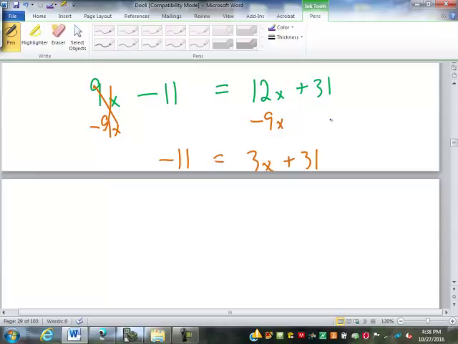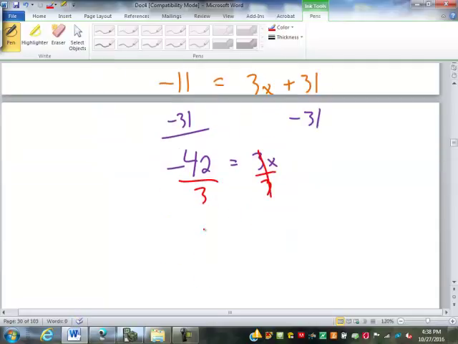And then subtract 31. Negative 11 minus 31. Negative 42. And then what do we do? We divide by 3. Negative 42 divided by 3 is negative 14.